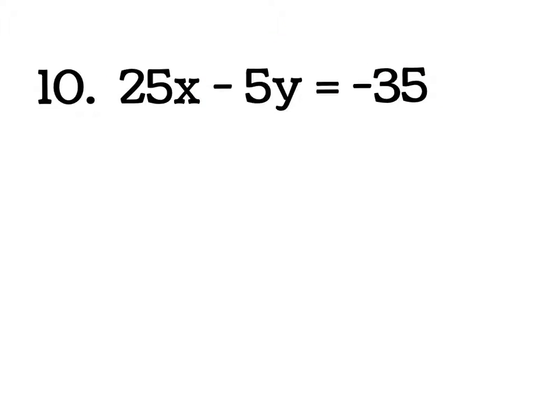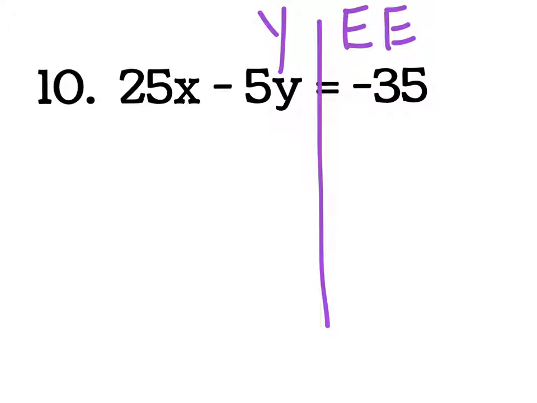And our last problem, 25x minus 5y equals negative 35. I'm going to draw my line, label my sides. Y is on one side, everything else on the other. So I'm trying to get y by itself, so I need to get rid of this 25x that doesn't have y with it. It's a positive 25x, so when I move it to the other side, it becomes a negative 25x, and then it's gone.